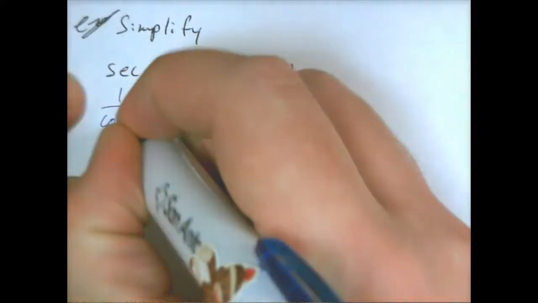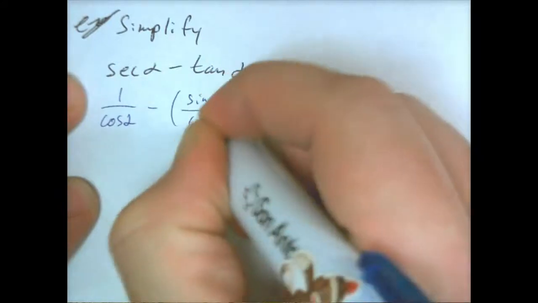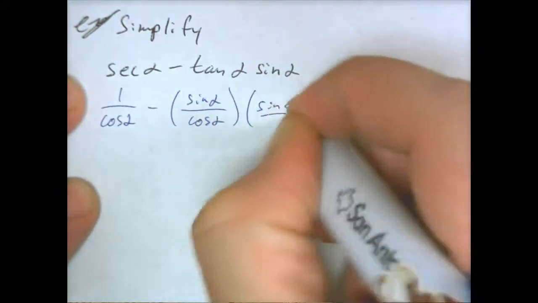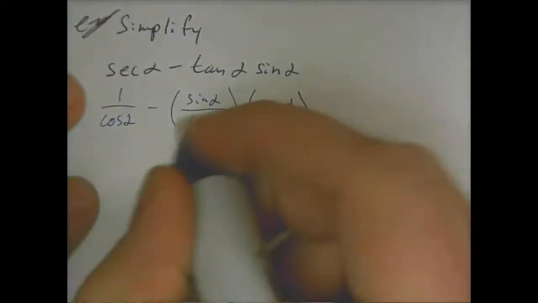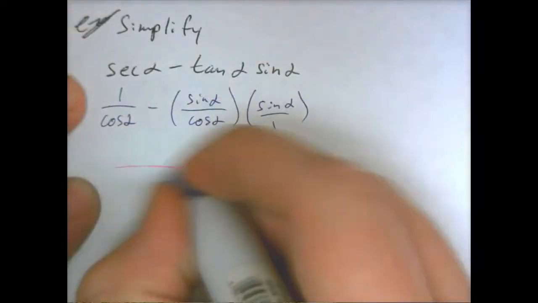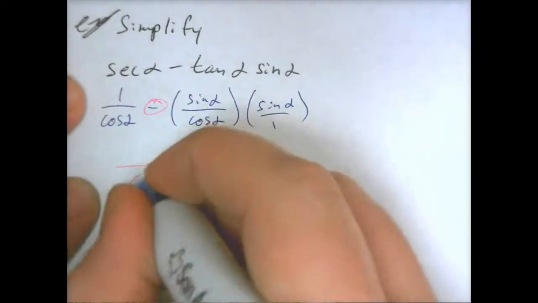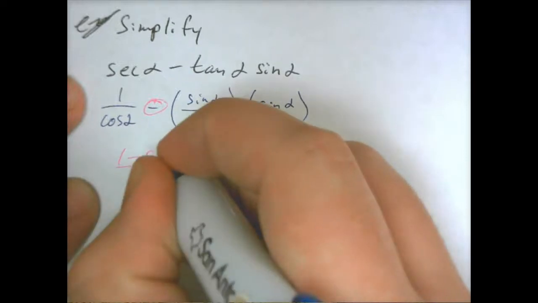So I have 1 over cosine minus sine over cosine times sine, and I'll say over 1 so that I'm multiplying fractions. Okay, now I already have common denominators, so that's pretty cool. So I can say that this is going to be over the same denominator since I'm subtracting them. So I have over cosine, 1 minus sine times sine would be sine squared.